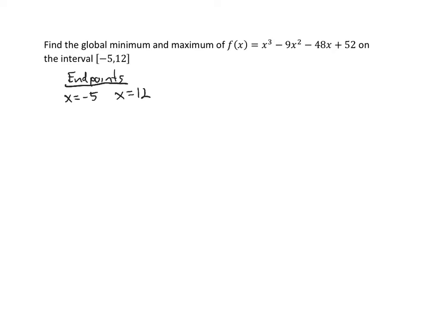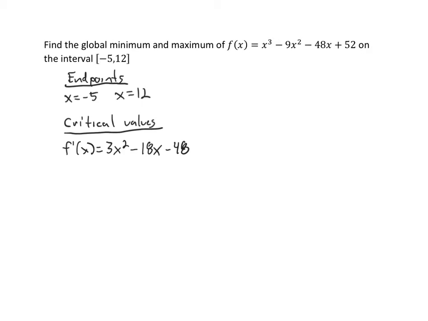The other possible locations are the critical values. Here we're going to have to do some math to actually find these critical values. We know critical values occur where the derivative equals 0 or is undefined. So let's go ahead and start first by finding that derivative. F prime of x would equal 3x squared minus 18x minus 48. We want to know where this equals 0 or is undefined.